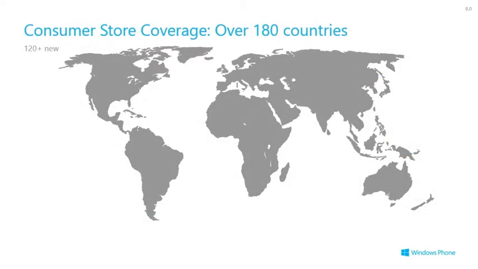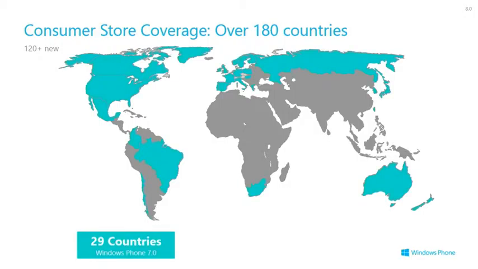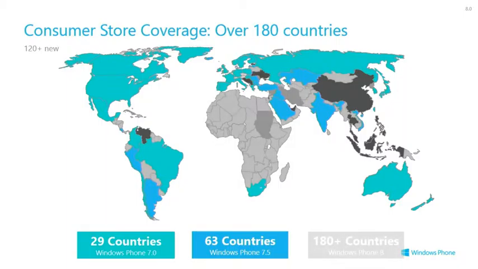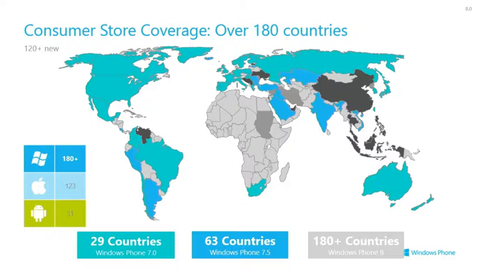Now, the consumer store coverage. This is a pretty good story. We've now got support for the consumer store in over 180 countries. When we launched a few years ago, we just had 29. Then with the major update last year, the Mango update, that went to 63. And now, with Windows Phone 8, that has expanded to over 180 countries. It's a lot of countries, and these are all potential customers for your apps. A huge market to go for, and this does actually exceed what the competition can offer. So it's a big opportunity.